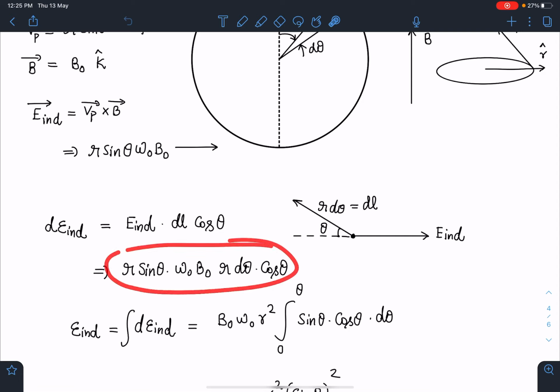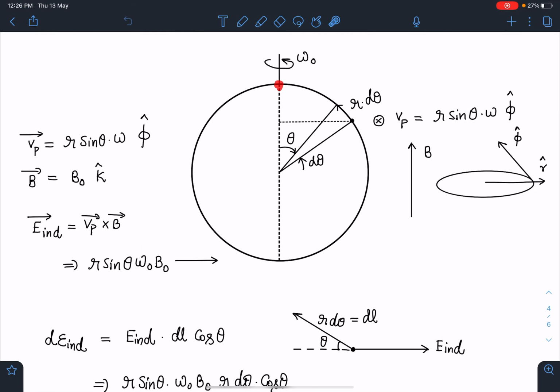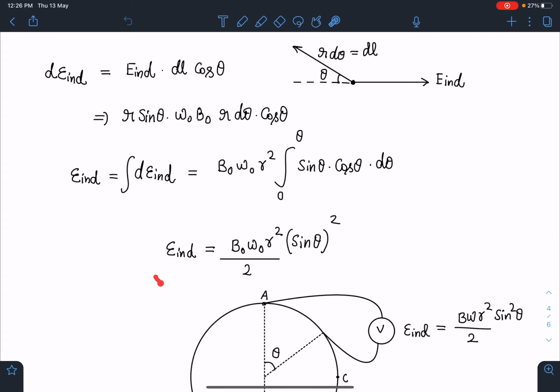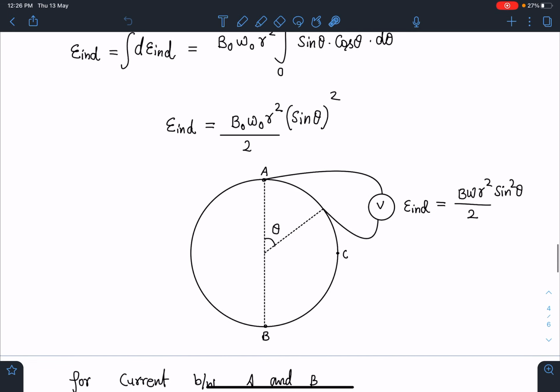So this is going to be the dE induced, and the total induced EMF I can calculate by adding all such elements. So from 0 to general theta, that means from point A to any general point theta, this EMF can be calculated by integrating from 0 to theta. If we put sin theta equal to t, this becomes dt. So induced EMF for general theta comes as B naught omega naught r squared by 2 sin theta whole squared. So if I connect an ideal voltmeter across these two ends, it is going to give us a reading of B omega r squared sin squared theta by 2.